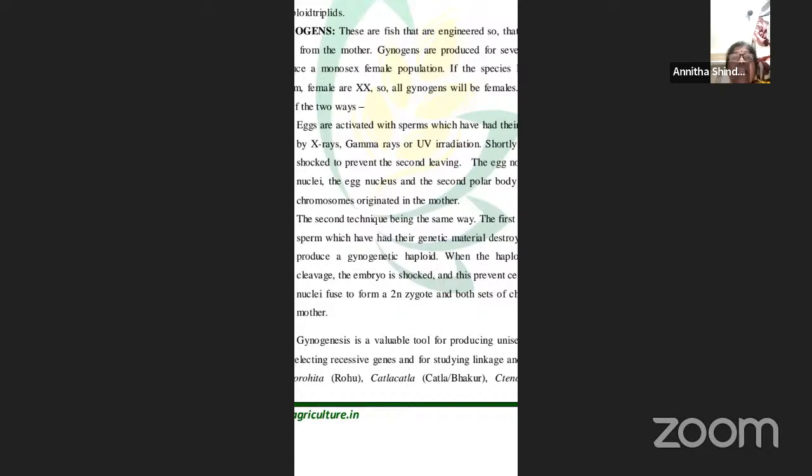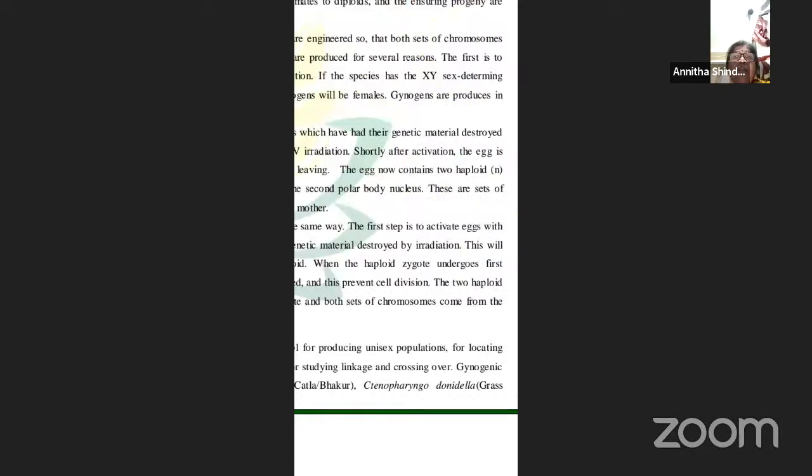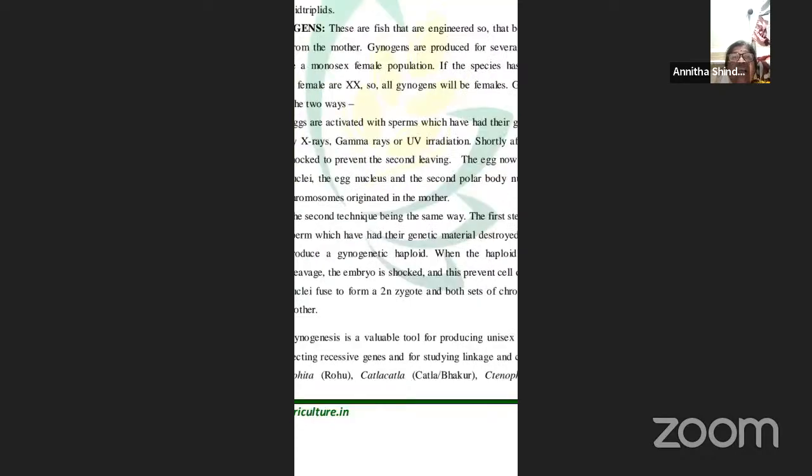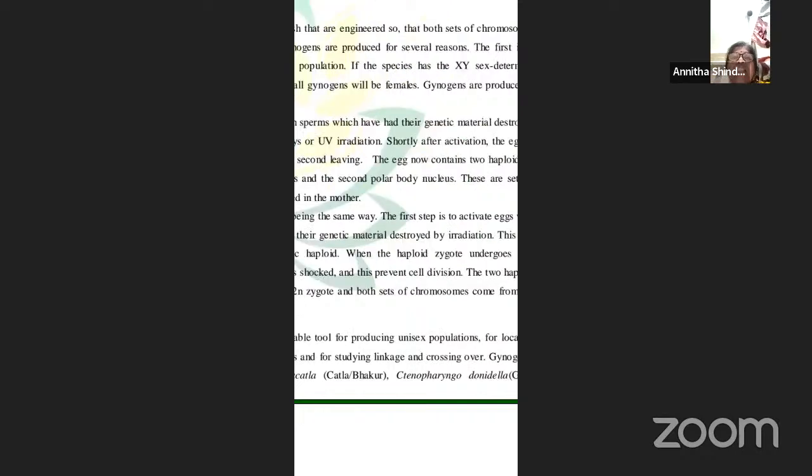When the gynogenetic haploid is produced, what you have to do is, when this undergoes the first cleavage, the embryo has to be shocked. Shock means you have to give the shock treatment to the embryo. So when you give a shock treatment to the embryo, what happens? It will prevent the cell division. It will not allow the cell division to occur.